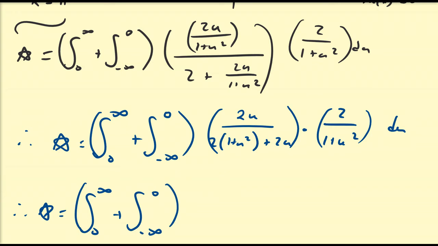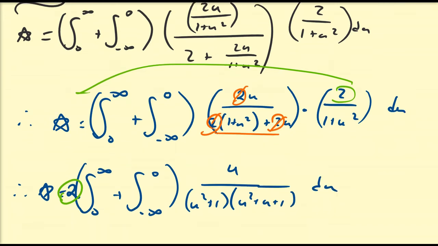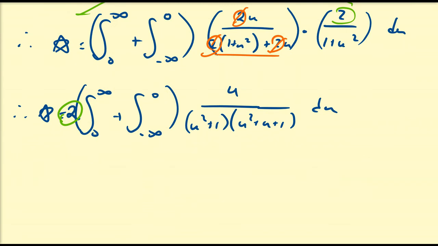0 of u. So I'm going to factor out a 2. So I'm going to pull out a 2 here. So 2 over, because I can factor out a 2 here, so these 2's can pretty much cancel each other, and I can pull the remaining 2 out if I want to. So that's this 2. And on the bottom, once I distribute things out, I'm going to have u squared plus 1 times u squared plus u plus 1 du.